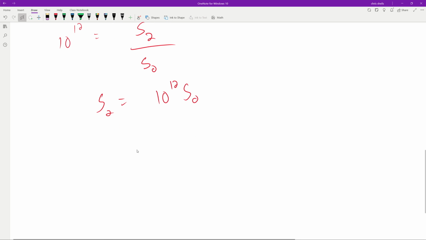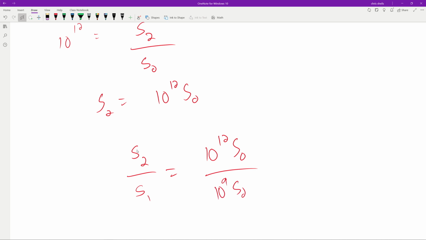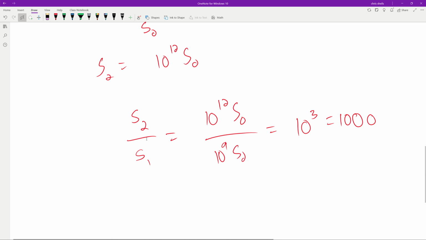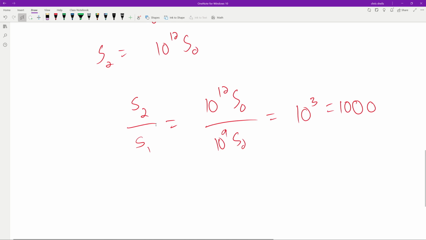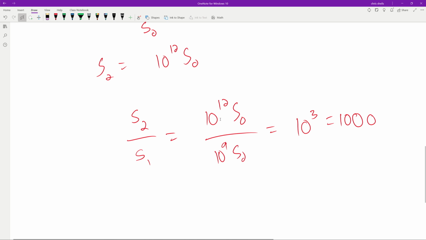Now comparing the earth movement of this to the earth movement of the first earthquake, I can do s sub 2 divided by s sub 1. This is 10 to the 12th s naught divided by 10 to the 9th s naught. This is 10 to the 3rd, which is 1,000. So the second earthquake had 1,000 times as much earth movement as the first earthquake.